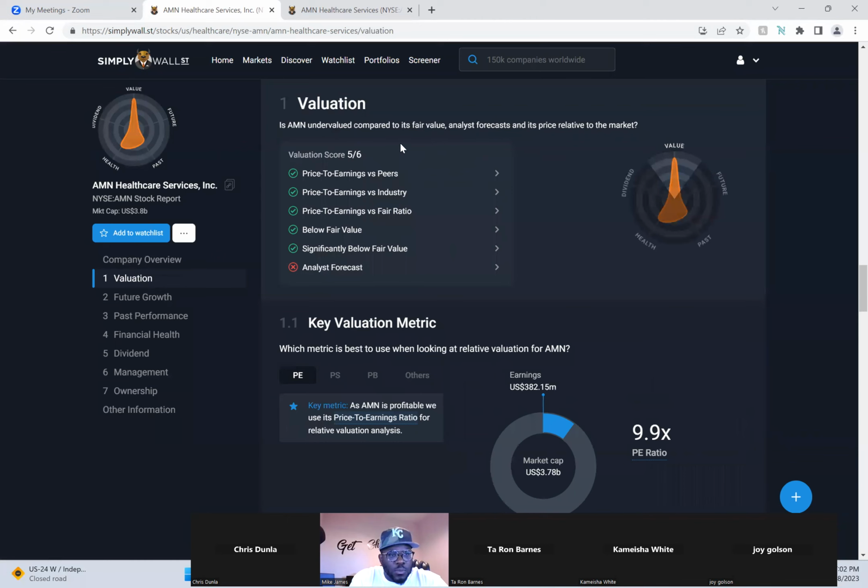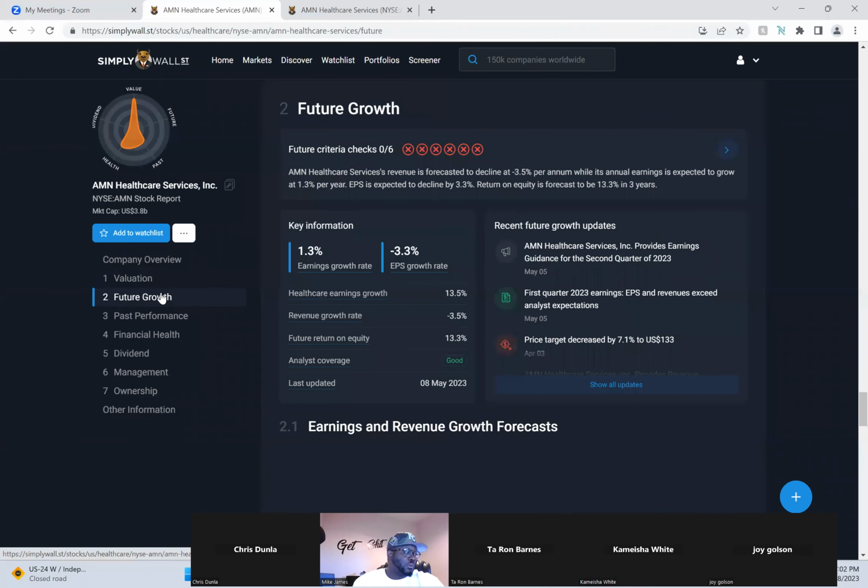If I want to look at their valuation, it's going to show me that. What this shows is that this company is actually undervalued relative to its fair value based on analyst forecasts, because they expect this company to do even better than it's doing right now. So we say, okay, this is undervalued. Everything checks out. The price to earnings versus peers, the price to earnings versus industry, all of this is very solid. So I'm going to look at this company.